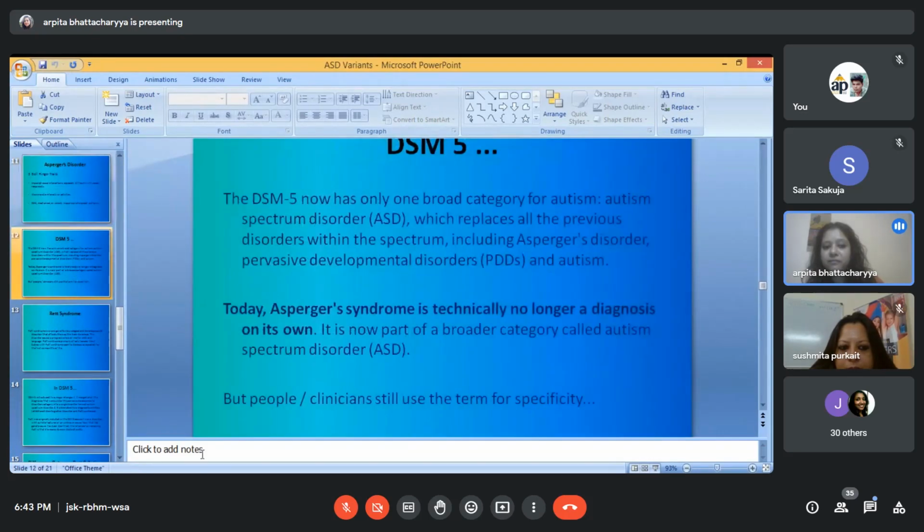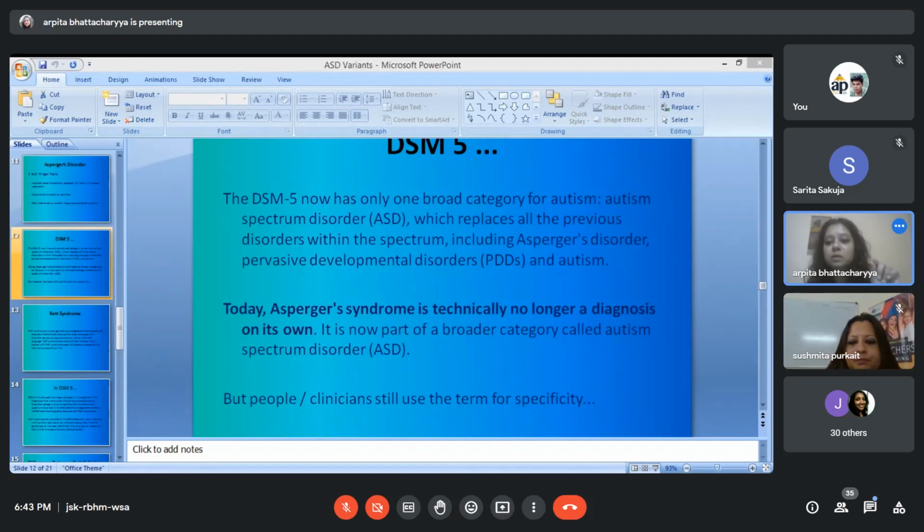Now, in DSM-5, what happened? In DSM-4, as we remember, we had this umbrella and Asperger was within that umbrella. And in DSM-5, Asperger's syndrome is technically no longer a diagnosis on its own. So marked in bold. So now Asperger is not a separate, broader category for diagnosis. Now we diagnose it as ASD. It's no more Asperger disorder separately.